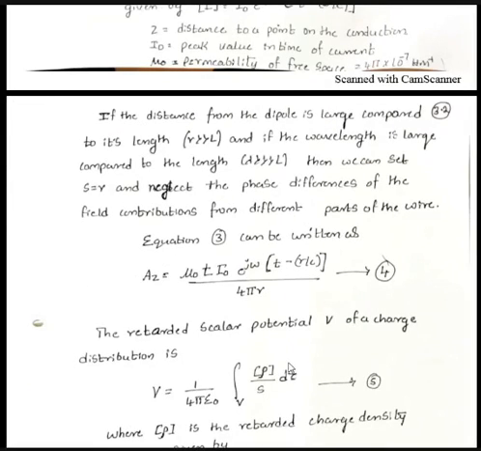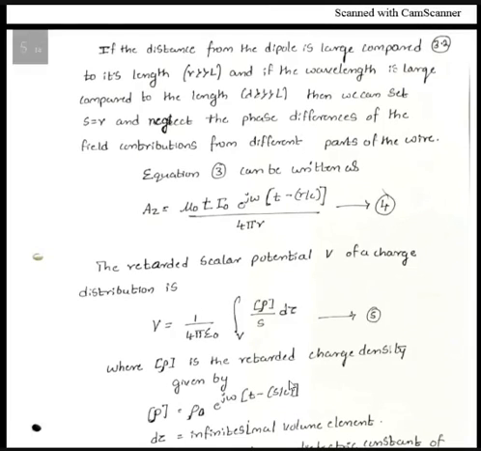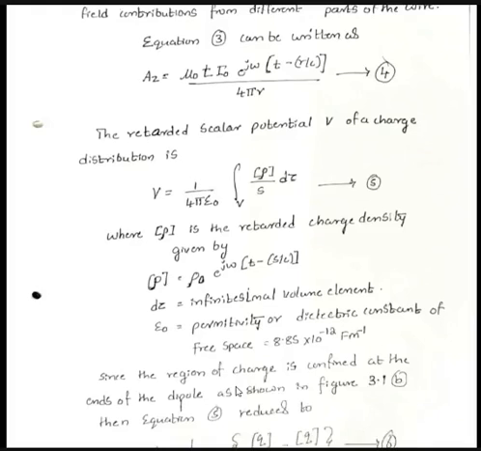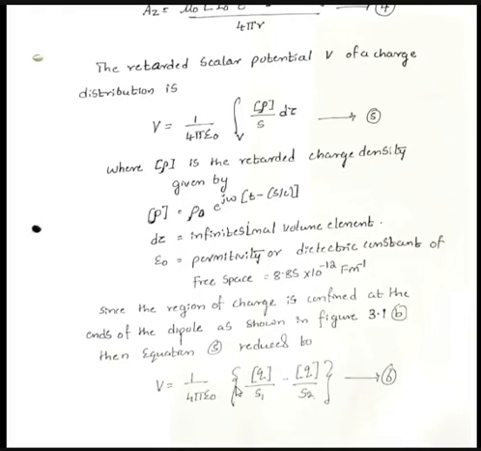The retarded scalar potential V of a charge distribution is V equals 1 divided by 4 pi epsilon naught, into the integration over volume of rho divided by S d tau, where rho is the retarded charge density. The retarded charge density is rho naught e raised to j omega into (t minus s divided by c), and d tau is an infinitesimally small volume element. Epsilon naught is the permittivity or electric constant of free space, 8.85 into 10 raised to minus 12 farad per meter.